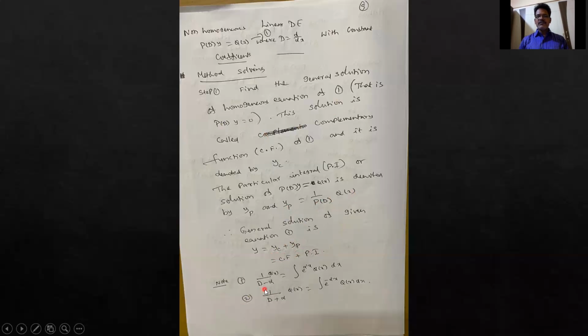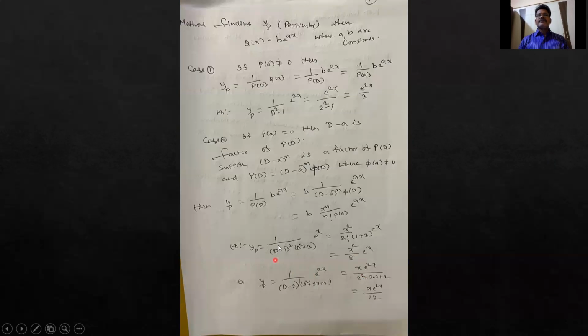Also you can sometimes use these formulas to find yp: 1/(D - alpha) Q(x) = e^(alpha x) times the integral of e^(-alpha x) Q(x) dx, and 1/(D + alpha) Q(x) = e^(-alpha x) times the integral of e^(alpha x) Q(x) dx. Already we know how to find yc; we saw last class how to find the solution of the homogeneous linear differential equation.